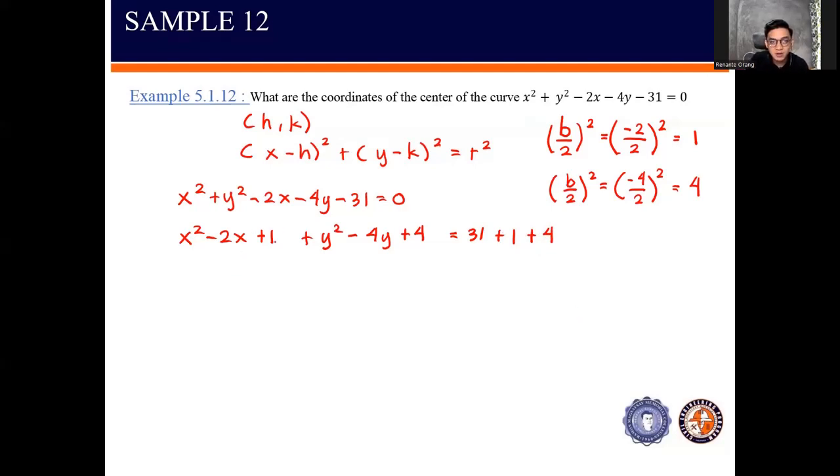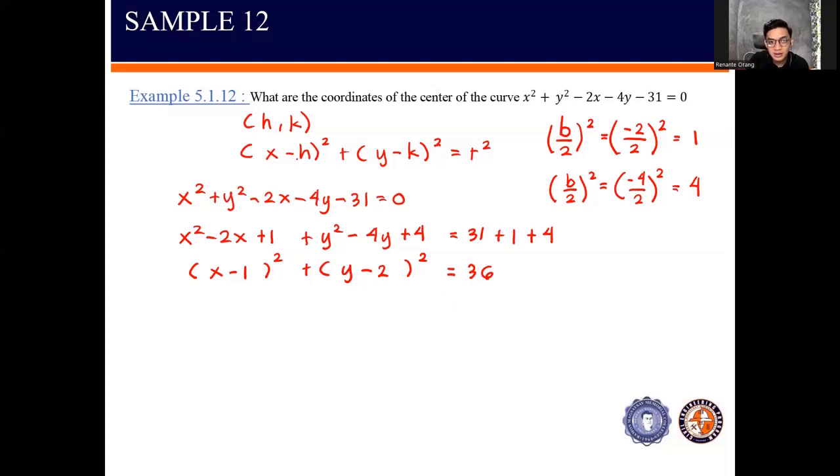And then again, we complete the square, so it becomes a perfect square, or a squared root, kumbaga. This is x, then negative 1 squared. Next one is y, negative 2 squared. So parang we went back from the FOIL method, kumbaga. Okay? On the other side, 31 plus 1 is 32, plus 4 is 36. So that is 36.